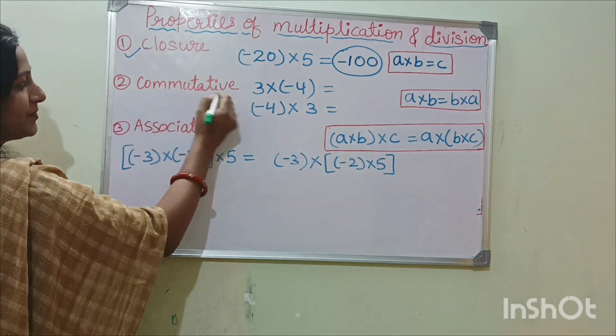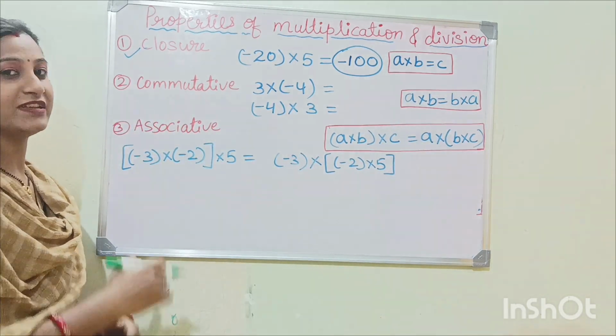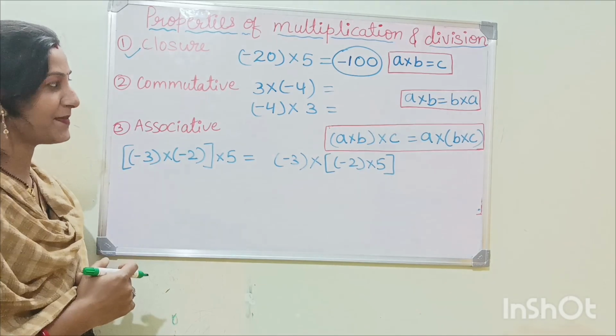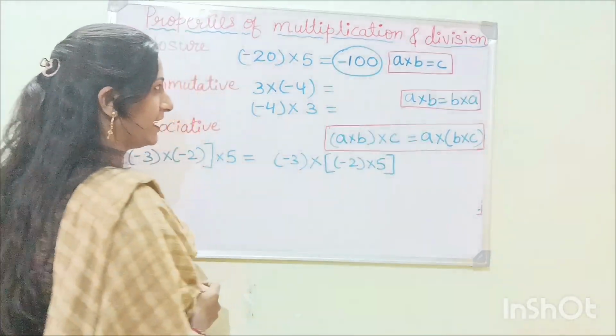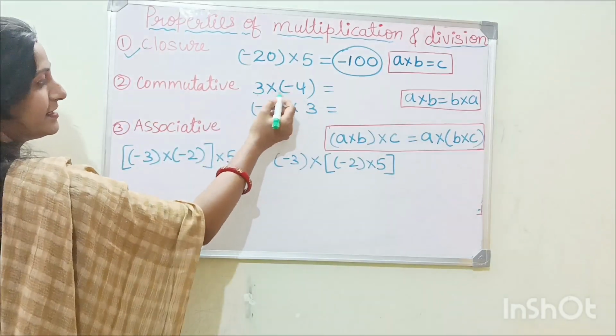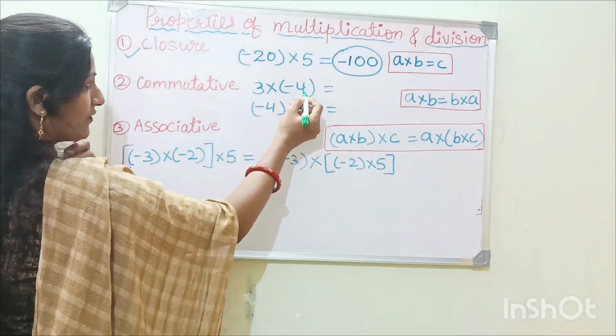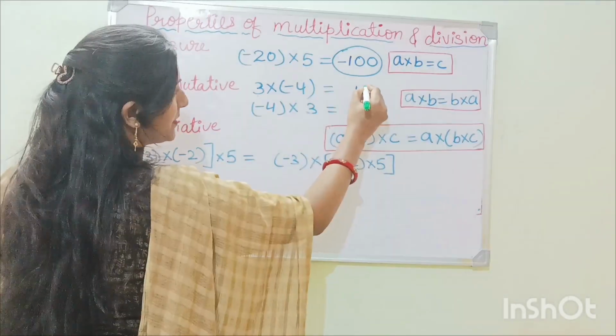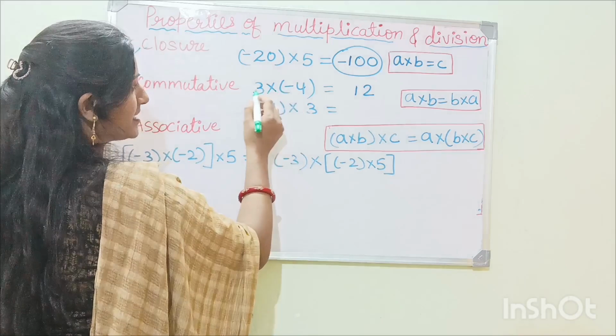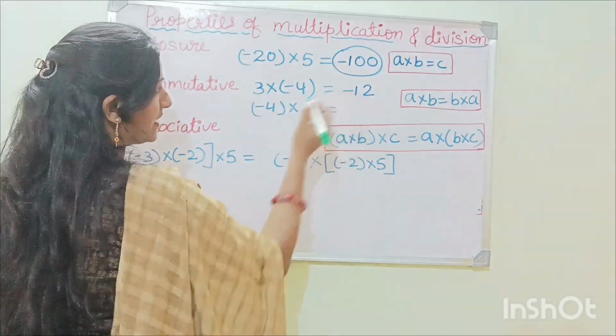Next one is the commutative property. In the commutative property, if we change the order, we are going to get the same answer. A into B equals B into A. So we have two integers here. 3 into minus 4. When we multiply it, 4 3s are 12. So multiply the sign, minus into plus, minus 12.